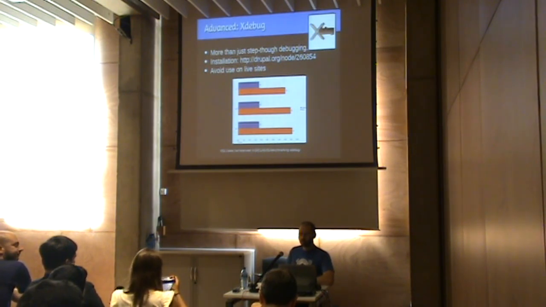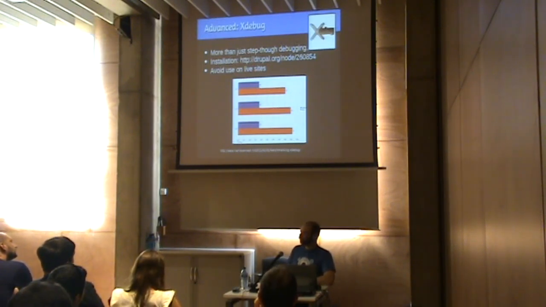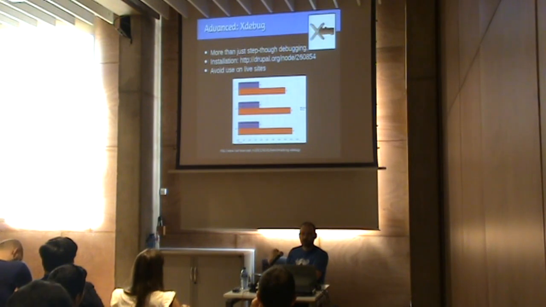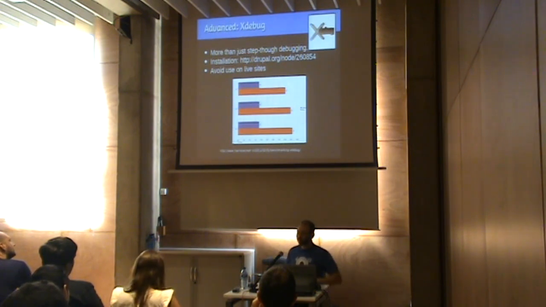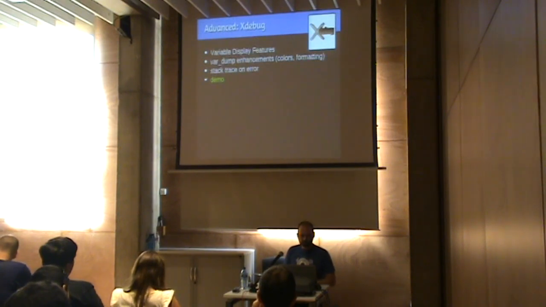So Xdebug has a lot of functions. One of them is step-through debugging, but there's more. Installation is not that hard, but also not trivial. There's a document on Drupal.org which tells you how to install it. And one thing that everyone does seem to agree upon is that you should not use this on live sites. There's 100 different benchmarks, and some say it's twice as slow, and some say it's 10 times as slow, but everyone says it tremendously slows down your server. So it's a great development tool. Don't use it on live sites.